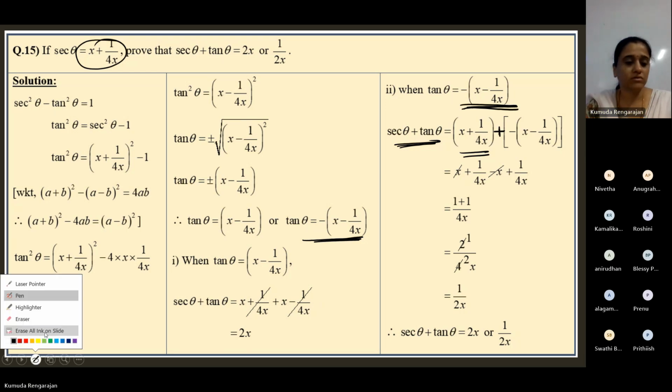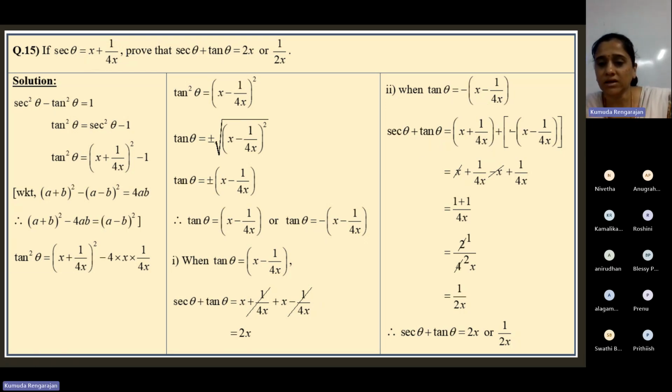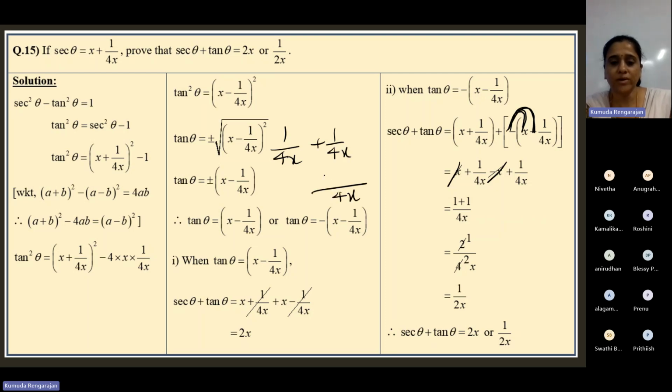Multiply the signs. It will be minus x, and minus into minus is plus. So minus x plus 1 by 4x. Here x and minus x cancel. 1 by 4x plus 1 by 4x, the common denominator is 4x, so 1 plus 1 is 2 by 4x, which is 1 by 2x. So in this case, secant theta plus tan theta is 1 by 2x.